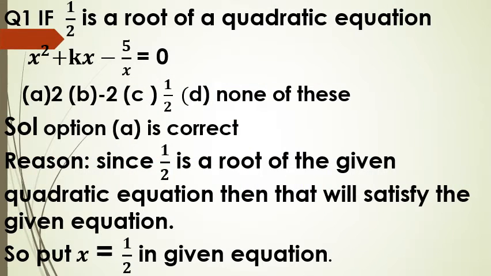So let us come to question number 1. If 1 upon 2 is a root of the quadratic equation x square plus kx minus 5 upon x equals to 0, what will be the value of k? From the options we have to find the value of k. Which option is correct? Here in the solution, option A is correct. But how? In the reason it is given that, as we know, when one root is given, that root will satisfy the given equation. So put the value of x equals to 1 by 2 in the given equation, and you will get your correct answer.